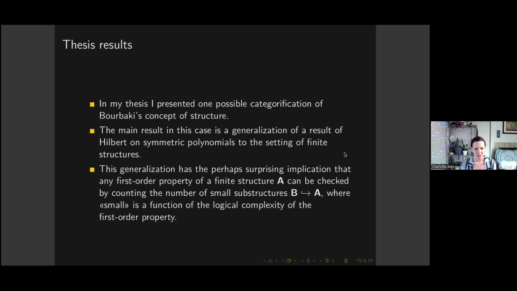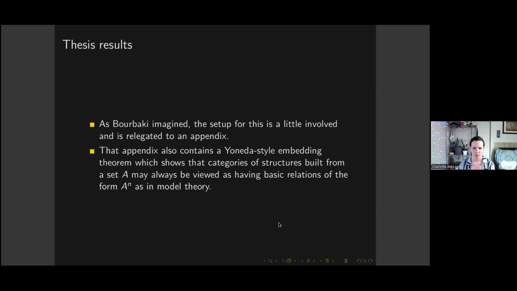As I mentioned before, this generalization ends up telling us that in some sense we can check properties by counting small substructures. There's a bit of an asterisk on the small, but I'll mention that later. This ended up being an appendix to my thesis because I gave the presentation in terms of more familiar finite relational structures for model theory. Then I said in the appendix that you can do all of these proofs exactly the same in this more general setting. So if you didn't want to read the categorification of it, you didn't have to, but all of the proofs are the same proof.